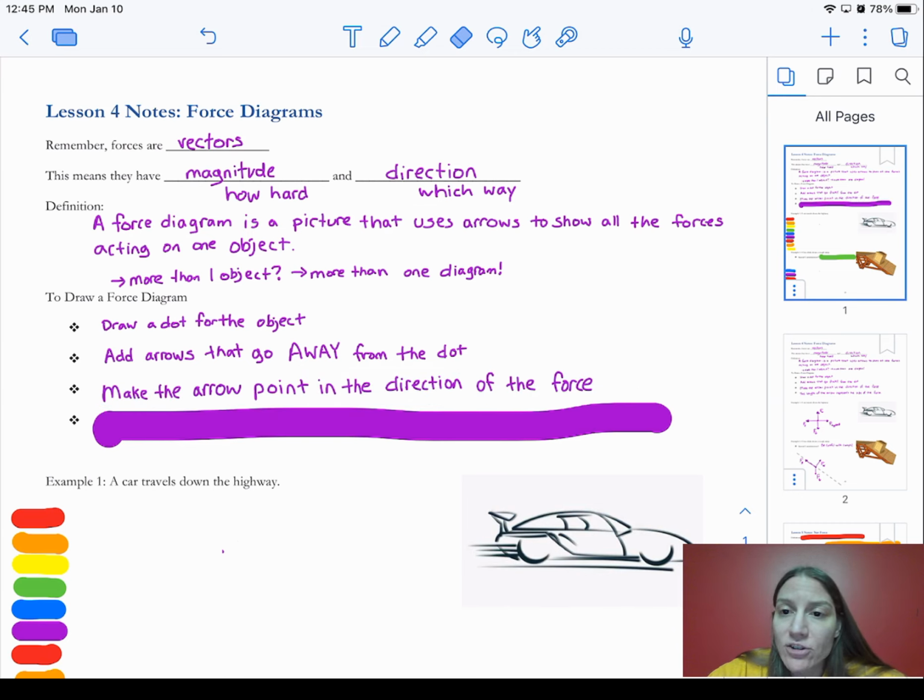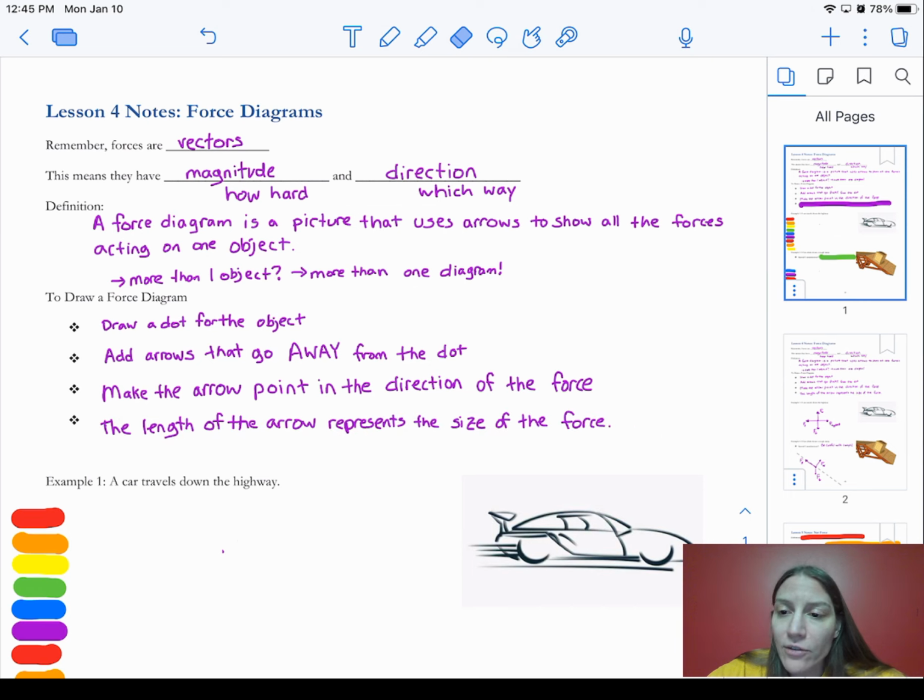And they point in the direction that the force is going. So if the force is pushing it down, then the arrow would point down away from the dot. And however hard the force is pushing or pulling, the length of the arrow represents that. So a bigger force would have a longer arrow.